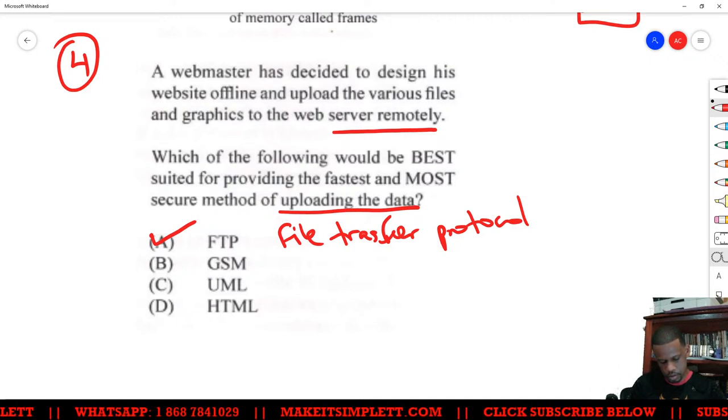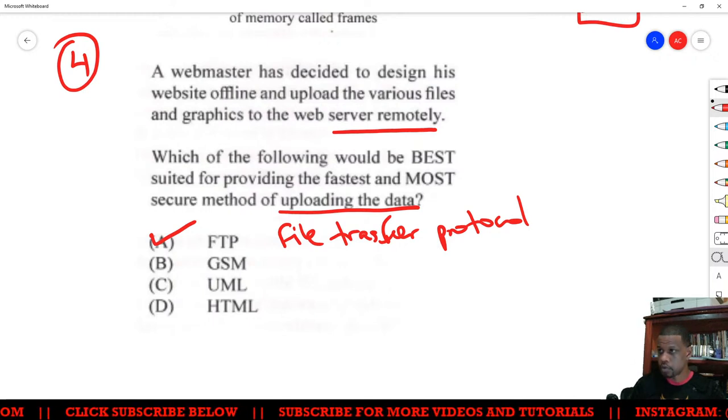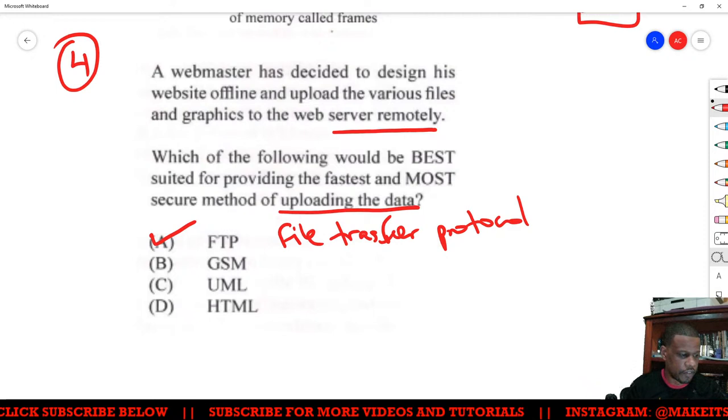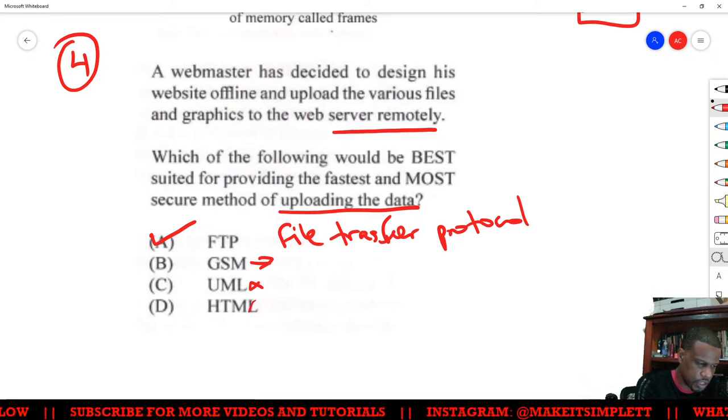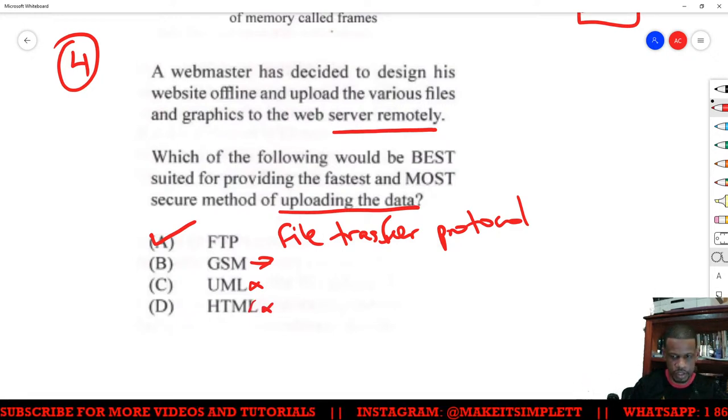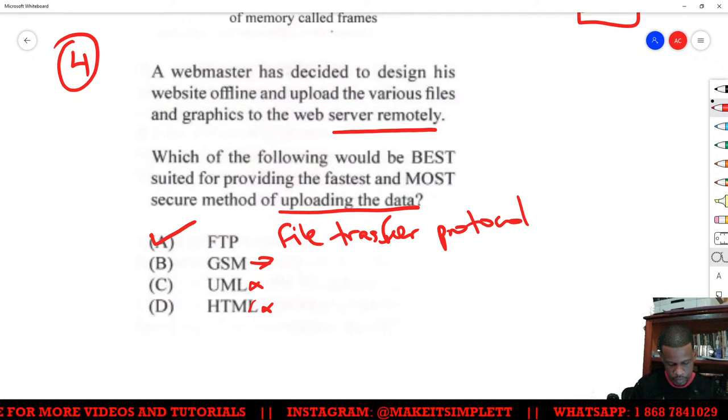Hold on, I don't remember how to check something. Right, file transfer protocol is the answer. GSM is for phones, UML is not HTML, and HTML is the protocol used for websites.